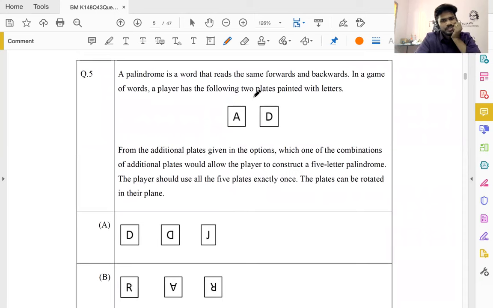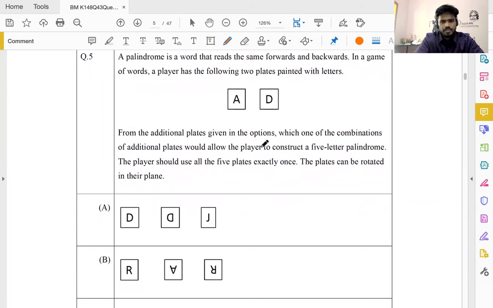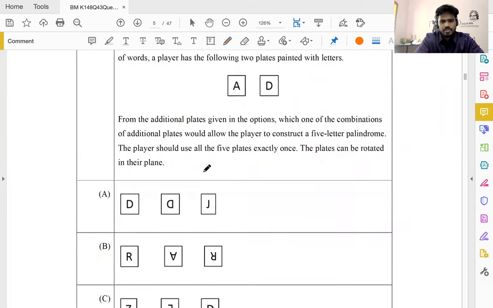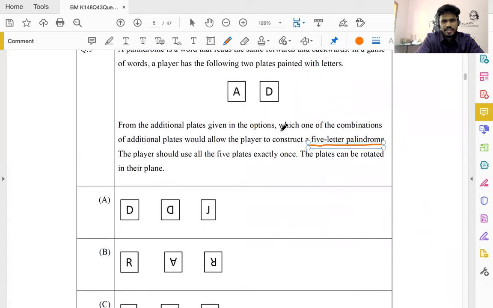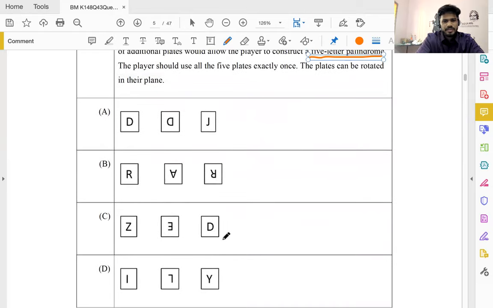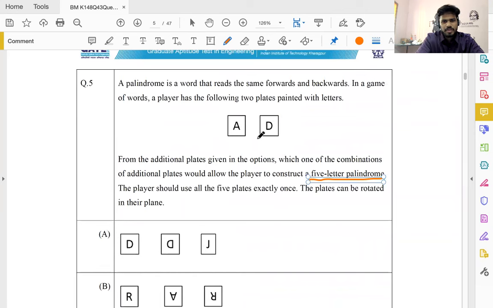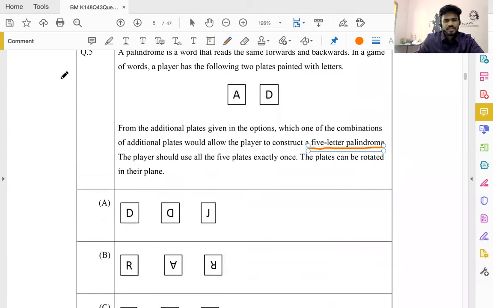A palindrome is a word that reads the same forwards and backwards. We are given that the player has 2 letters. For the additional plates given in the options, which combination of additional plates will allow the player to construct a 5-letter palindrome? A palindrome is something that reads both ways. So we have AD. The idea is, can we use any of these and make a palindrome here? You have to do this logically. It's a palindrome, it's a 5-letter word.